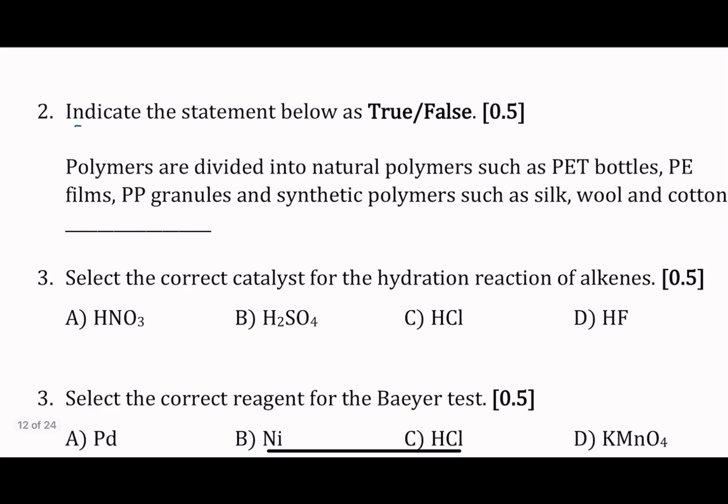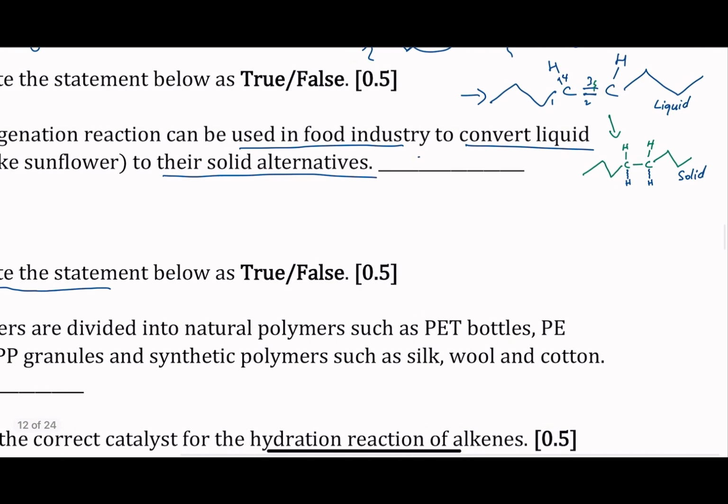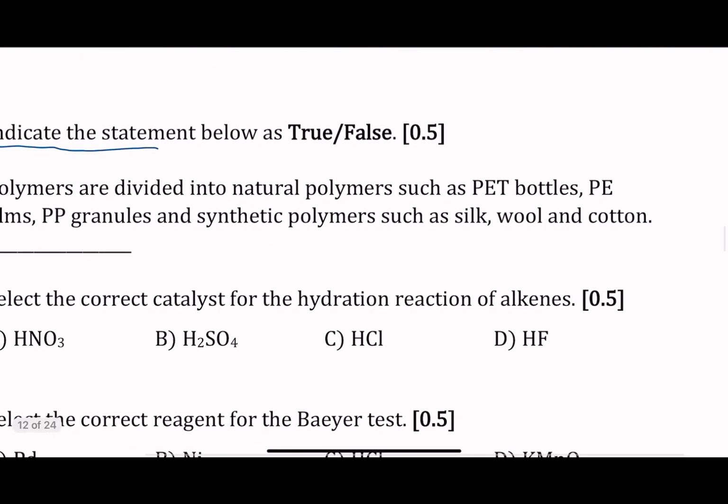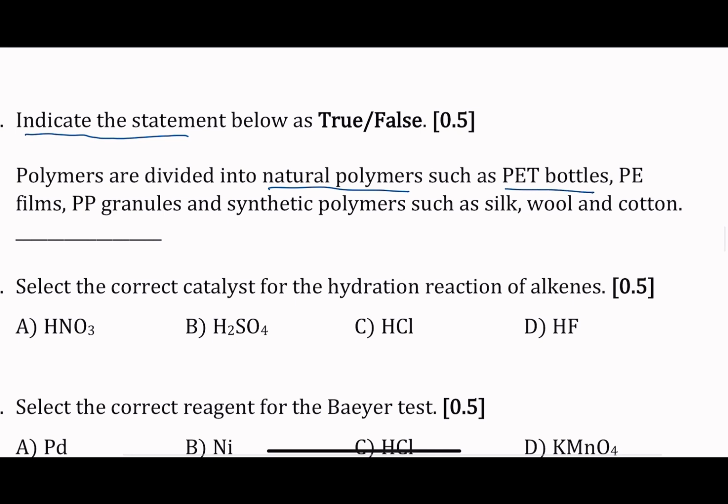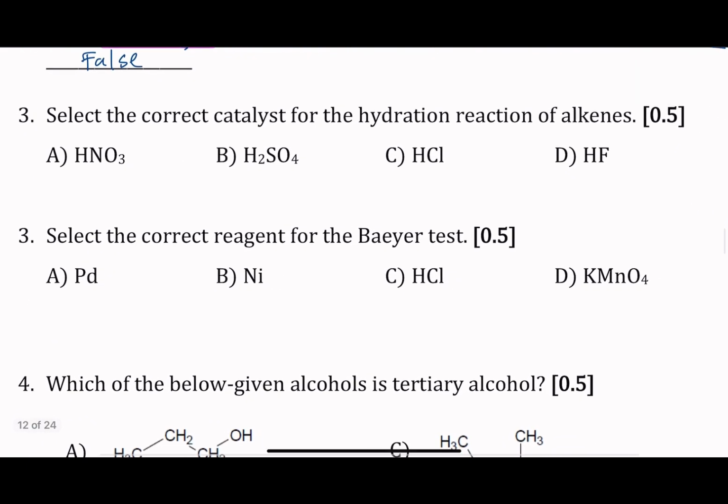Now, in the B version of the exam, we had to indicate whether the statement below was true or false. So this one was true, and for this one, it says polymers are divided into natural polymers such as PET bottles, PE films, PP granules, and synthetic polymers such as silk, wool, and cotton. It is actually wrong. So synthetic ones are PET, PE films, and PP granules, and natural ones are silk, wool, and cotton. So this is why it was false. And then now we continue.